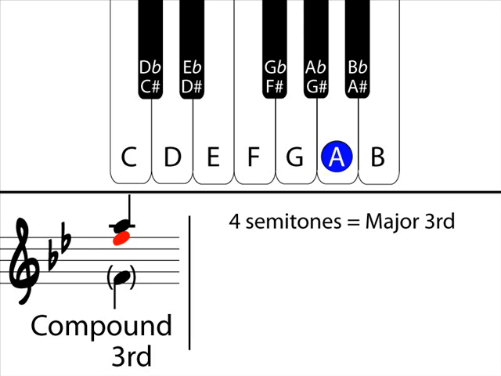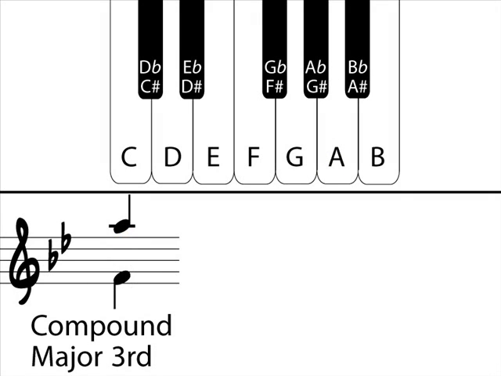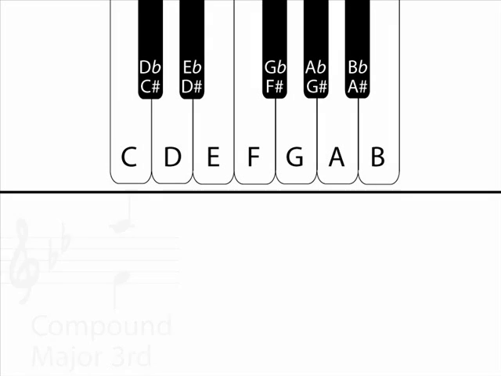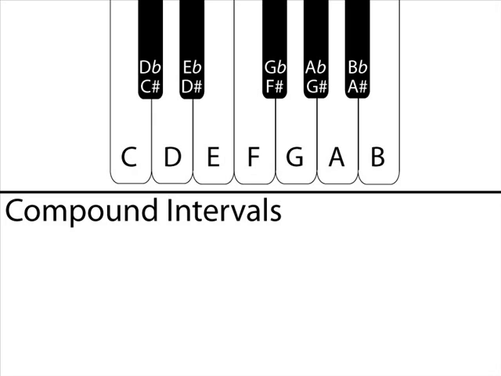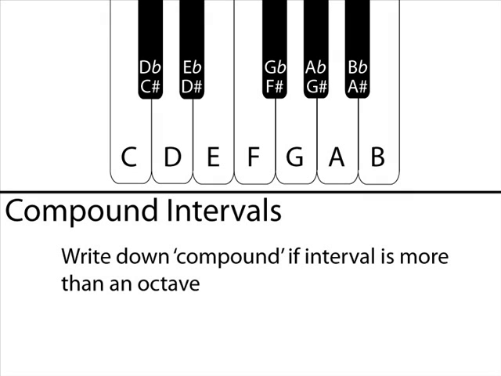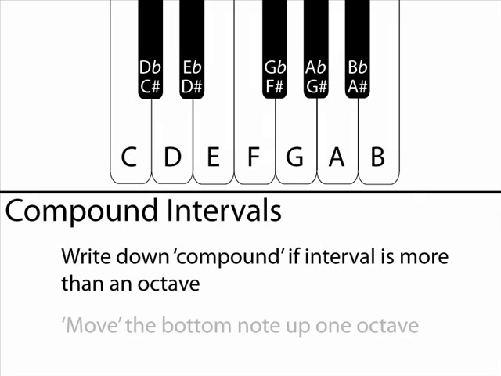Exactly the same means that we can also call our interval major. We slot the word major between compound and the number, and this gives us the full and correct name for this interval, a compound major third. The trick at Grade 5 is to always remember to write down the word compound as soon as you notice that the interval is more than an octave, and remember to move that bottom note up 1 octave.